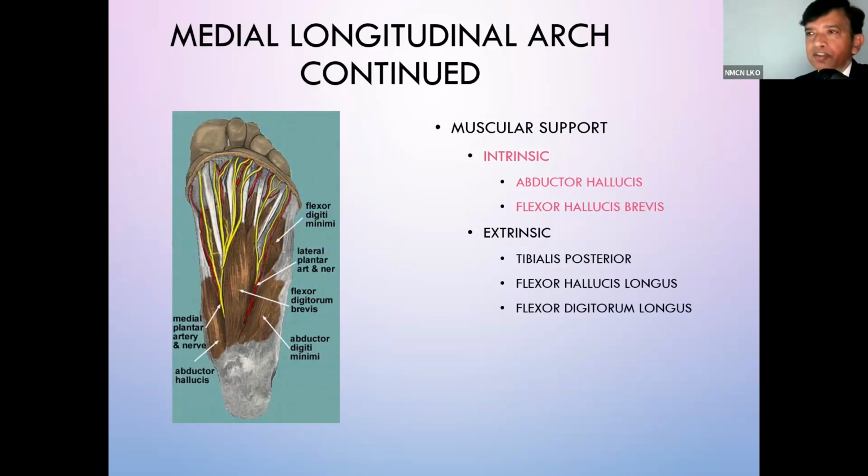Now come to the muscular support of these arches. For muscular support, there are intrinsic muscles and extrinsic muscles. Intrinsic muscles are inside the foot, and extrinsic muscles are from the leg, and they come into the foot to support these arches. So the intrinsic muscles are the abductor hallucis and flexor hallucis brevis on the medial side. And the extrinsic muscles for the medial arch are the tibialis posterior, flexor hallucis longus, and flexor digitorum longus.